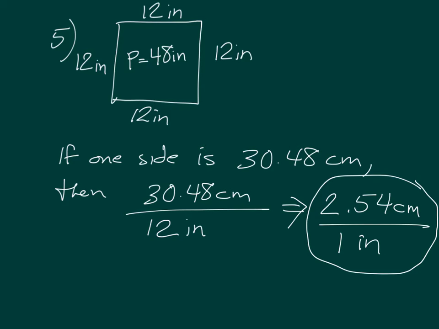In this case, it tells me the perimeter of the square is 48. Well, since it's a square, I know all the sides are the same, so each side is 12. So I get each side there is 12.